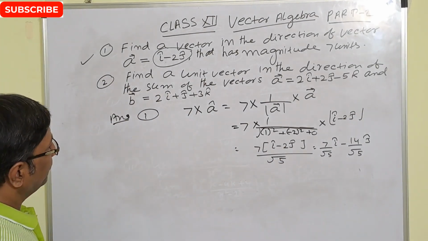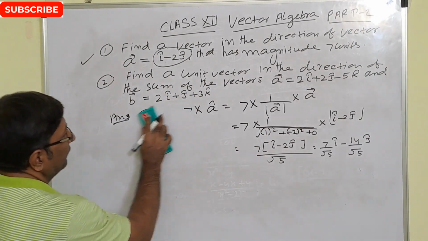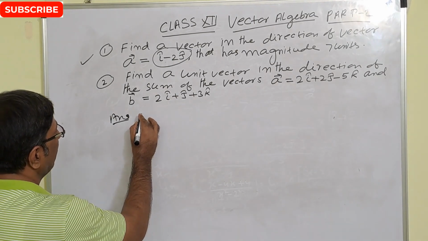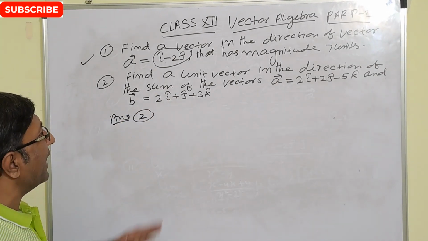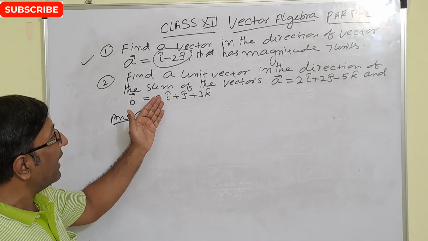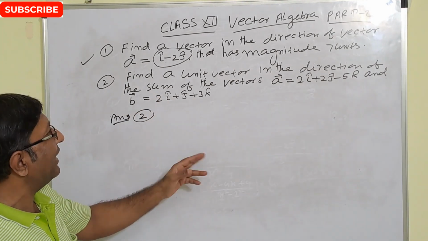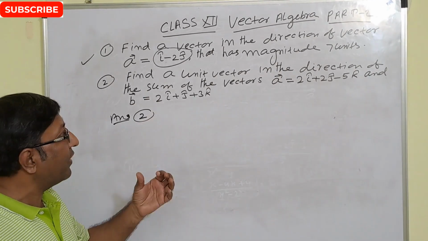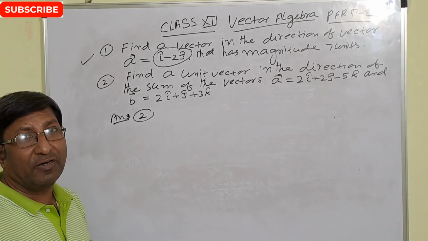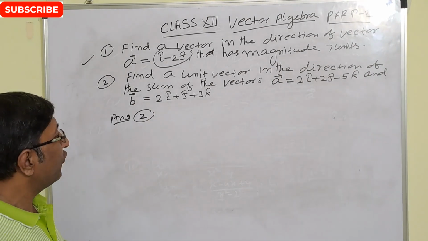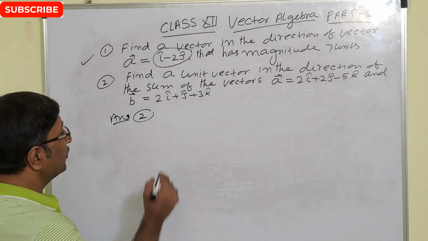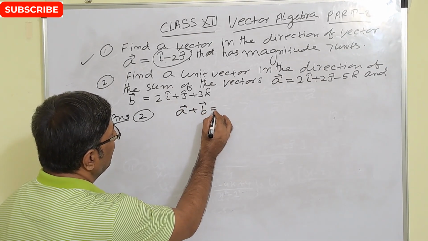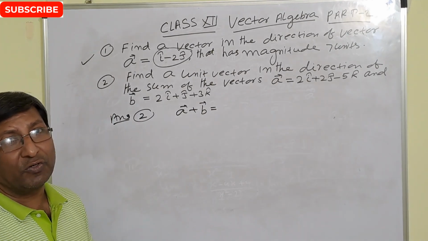Good. Now let's see the second question. What is the second question? Second question is: find, again this is a unit vector. Find a unit vector in the direction of the sum of the vectors A vector and B vector. We have to find the unit vector in the direction of the sum of the given two vectors. So first you find the sum of the two vectors, vector A plus vector B.